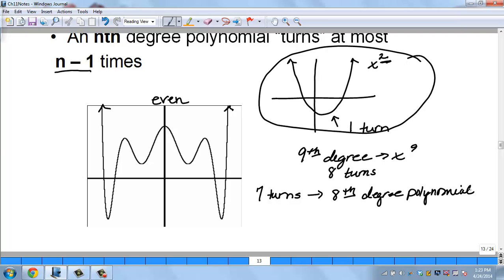So what I'm going to do now is stop this video because I'm going to show you in your packet you'll have a grid that I want you to fill out, but this is the beginning of powers and polynomials, and I'll see you in the next video.